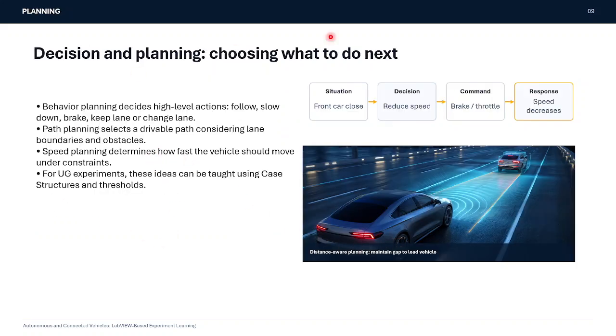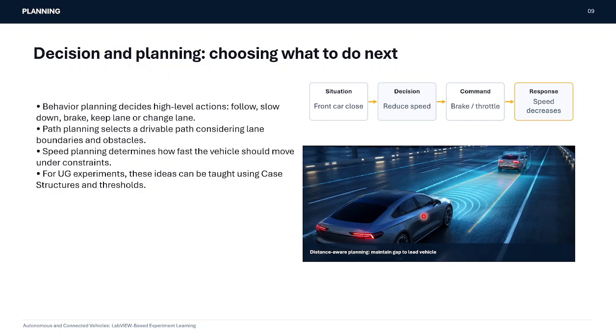Normally in an autonomous connected vehicle, the main thing is decision and planning: choosing what to do next. Suppose you want to drive the vehicle; you identify the distance and how much speed to use. If the distance is very short, you have to reduce the speed; if it is long, you run at normal speed. Suppose the front car suddenly applies the brake; you suddenly have to apply control and reduce the speed. So decision and planning is very important.